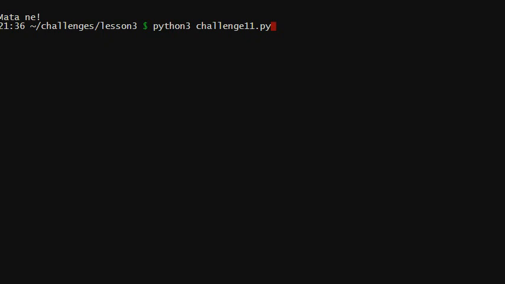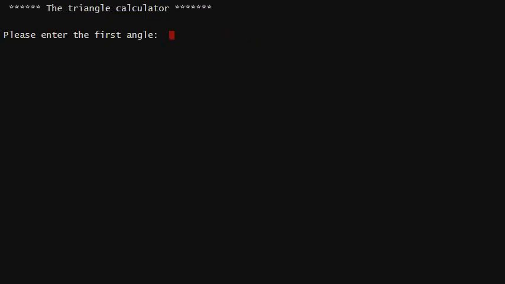Okay, welcome to challenge 11. In this challenge you've got to create yourself a triangle calculator. So the idea being that you enter the first angle and a second angle, and it will calculate the missing angle in a triangle. So let's give you an example.